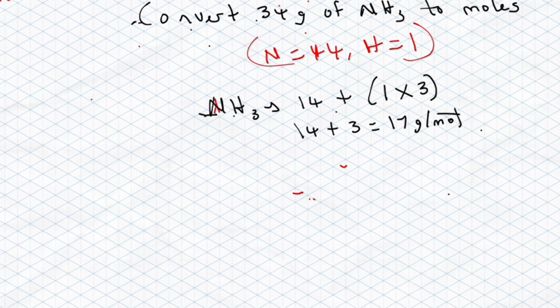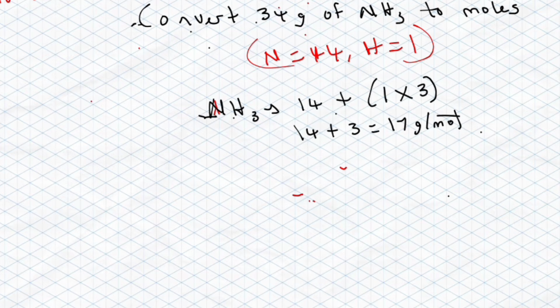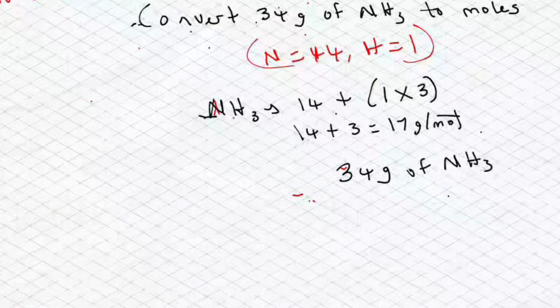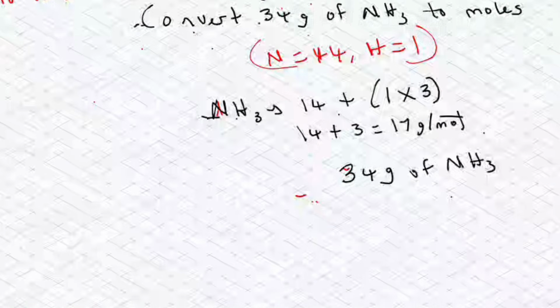Now let me ask a question. This is just a random question. What if someone does not take 17 grams? What if someone takes 34 grams of ammonia? How many moles of ammonia molecules are going to be there? Basically, that's double of what you would have if you took 17 grams. So that means we're going to have 2 moles. It's very easy. 34 is just 17 times 2.